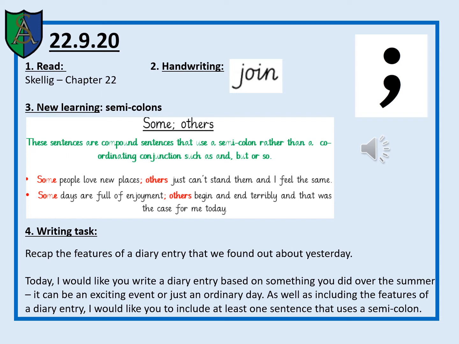So this is our Tuesday lesson of English. First thing I'd like you to do is to read chapter 22 of Skellig. When you've done that, make a start on the handwriting. You can see that the word for today is join. Make sure your J descends below your line, please. A lot of you allow it to float on top of the line and it looks too much like a capital letter. So make sure the J descends below the line just like it does in the example on our page. Pause it for now, and then when you've done that, press play again.